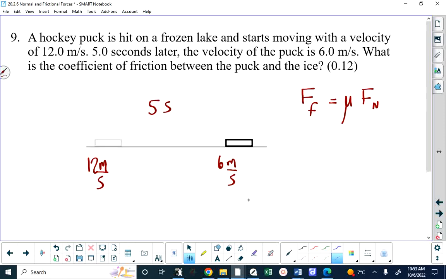While this puck is moving from one location to another, it's moving to the right, but the force of friction is acting backwards. There is also, acting on this puck, a force of gravity and a normal force. Right? So this is the normal force. This is the force due to gravity. N here, when I write F sub n, is normal, not net.